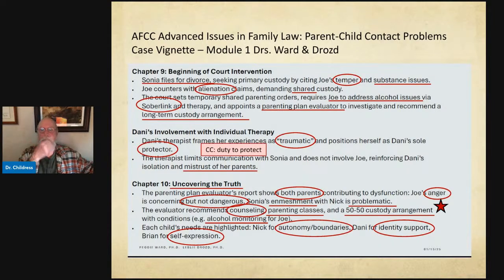All right. And then alcohol monitoring through sober, like I have questions about that. And then for Nick, it's autonomy and boundaries. Yeah, he's in the enmeshed relationship with mother. And for it's identity support. No, it's not. It's for attachment bonding to her mother. Okay, they are just not looking at the attachment pathology and putting this all in the children, as if the children have identities, and that those are symptom features. Those are not the cause of the issue. And self-expression for Brian, again, that's an attachment pathology, insecure, anxious, avoidant.